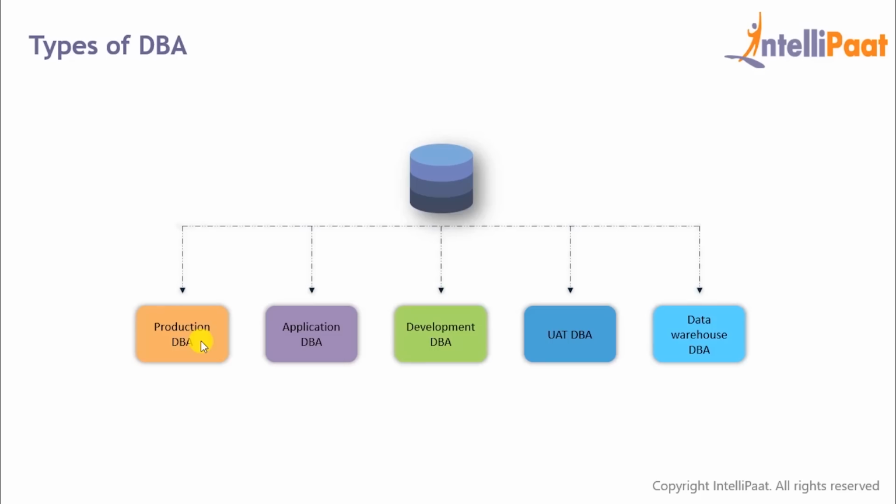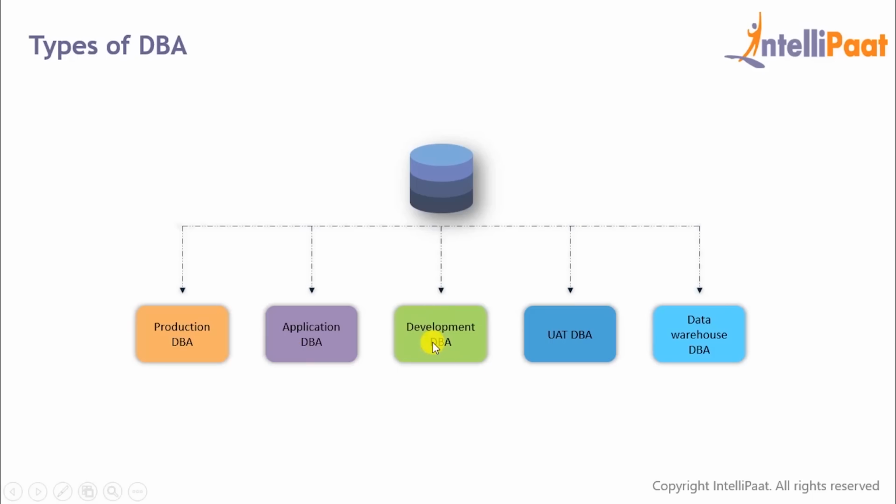So the production DBAs basically take over after applications have been created and they would have to keep the server running smoothly, back it up and plan for future capacity needs. Then we have application DBA. So an application DBA focuses on a specific business application. He or she would be an expert in SQL and would implement the application business logic using SQL or any other query language. They would be also responsible for performance tuning of the database application.